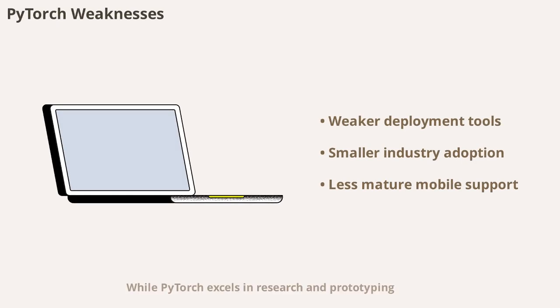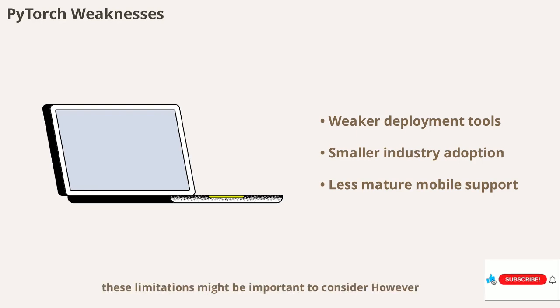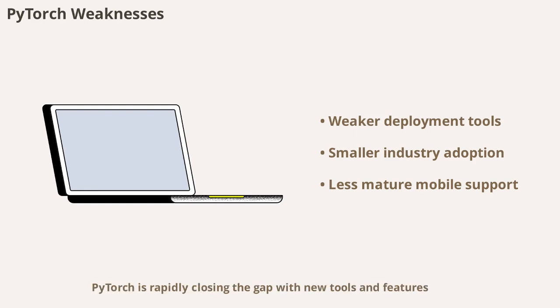While PyTorch excels in research and prototyping, it has historically lagged behind TensorFlow in deployment and production tools. Its mobile support and industry adoption are growing, but still not as mature as TensorFlow's. For teams focused on deploying models at scale or on edge devices, these limitations might be important to consider. However, PyTorch is rapidly closing the gap with new tools and features.